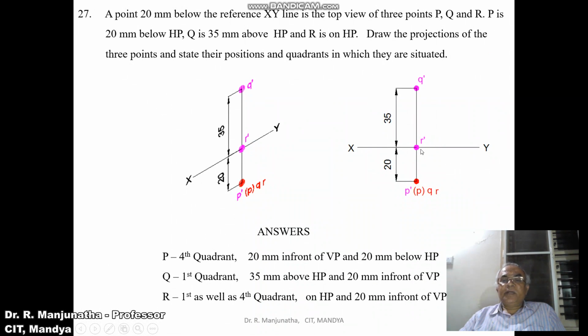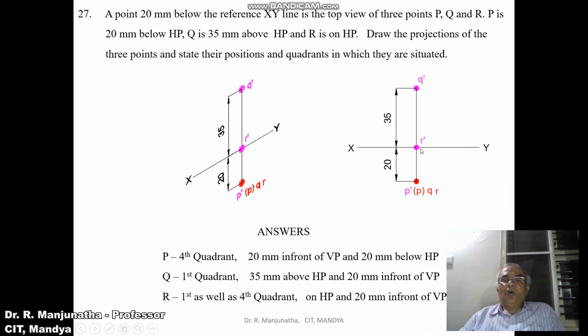Then we need to consider the point capital R. So here if R dash is above the XY line, then it becomes the 1st quadrant, because the top view of the point R is below the XY line. If the front view is above and the top view is below, then it becomes the 1st quadrant. If the point R is also below the XY line, then both the front and top view are below the XY line, so that means it will be in the 4th quadrant. So here it is on the XY line. Therefore, the point capital R lies in the 1st as well as the 4th quadrant.